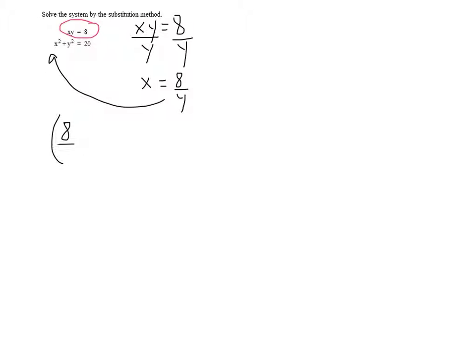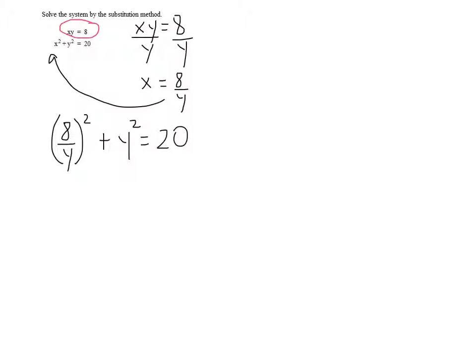So the way we can solve this, and I'm just going to go ahead and solve for x, it really doesn't matter, but the way to do that is to divide both sides by y. That's going to give us x equals 8 divided by y. So I'm going to plug that into the other equation where the x squared goes. So it's going to look like 8 over y, squared, plus y squared equals 20.